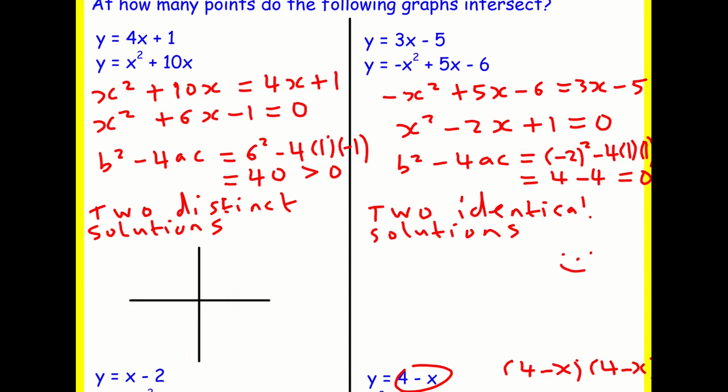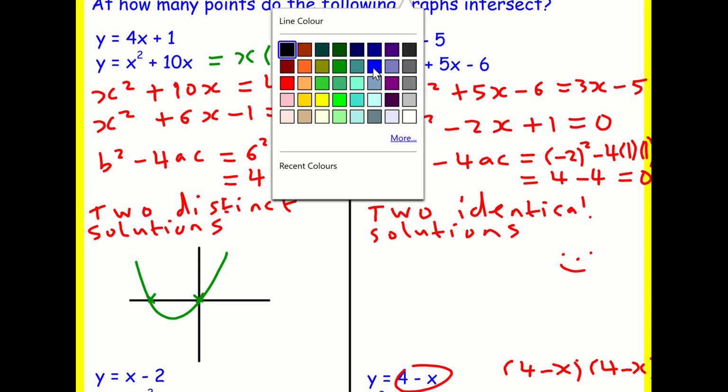I'm going to sketch the quadratic to start with. Now I could factorize this as x plus 10. And that will give me my roots. It's going to go through 0, and it's going to go through minus 10. And it's going to look like this. I'm not going to label them here. It's only a quick sketch.